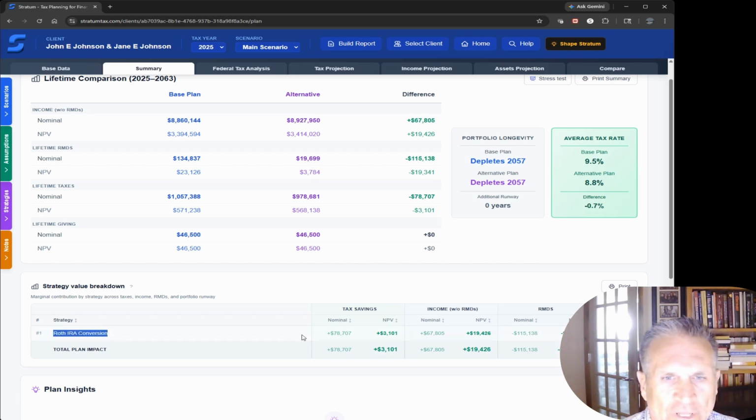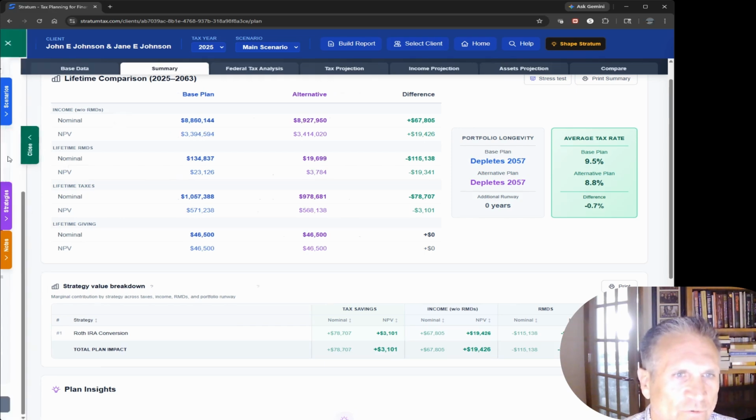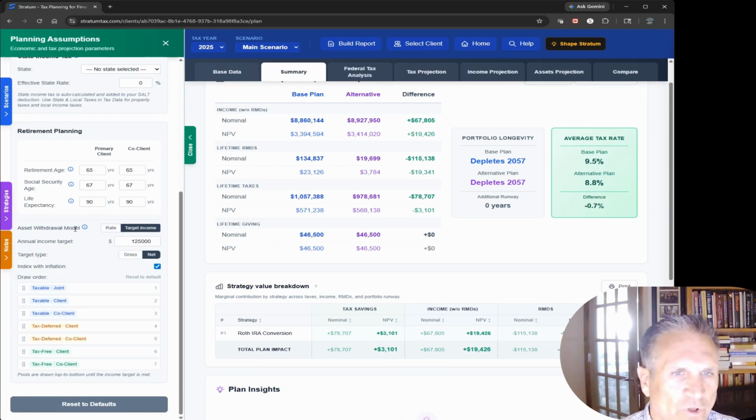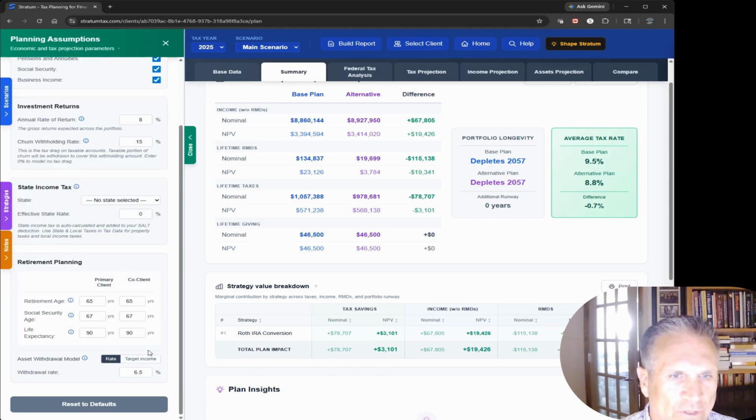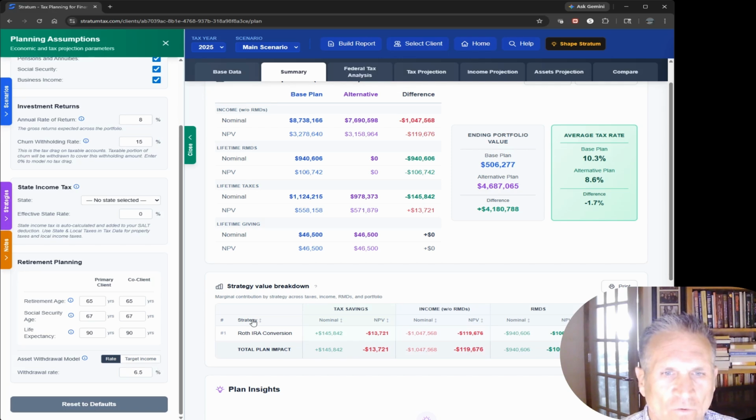We can see how this plays out for Johnny and Janie Johnson right here. Our Roth conversion has a positive nominal and positive net present value tax savings. However, if we make a little bit of a change around how assets are used, I'm going to revert the withdrawal model from a target income into a simple withdrawal rate model. I think we're going to go up 6.5%. The whole thing flips on its ear. I still have a positive nominal tax savings of $146,000, but it's not a good arrangement. This is actually a detrimental, non-favorable conversion just based on how we use the assets.